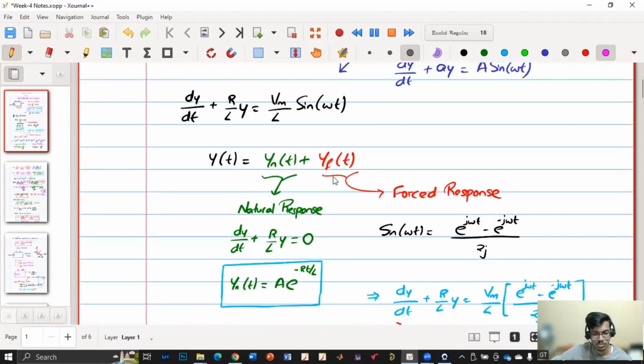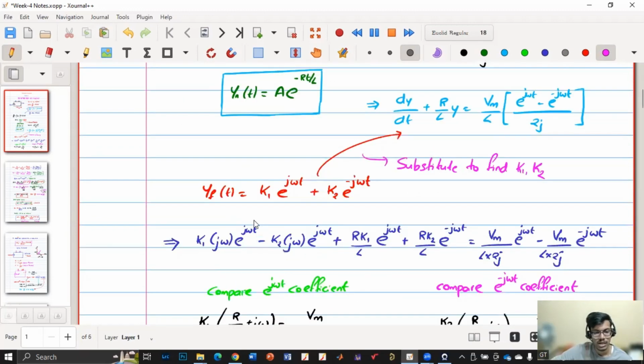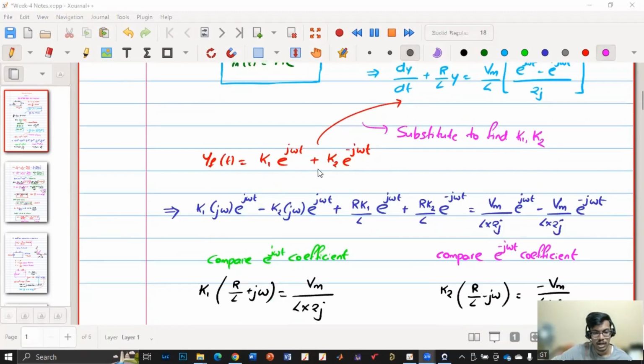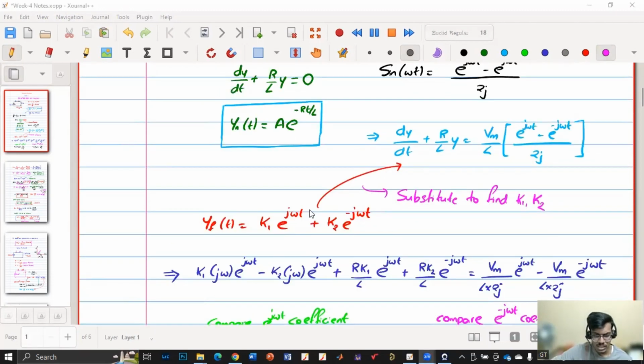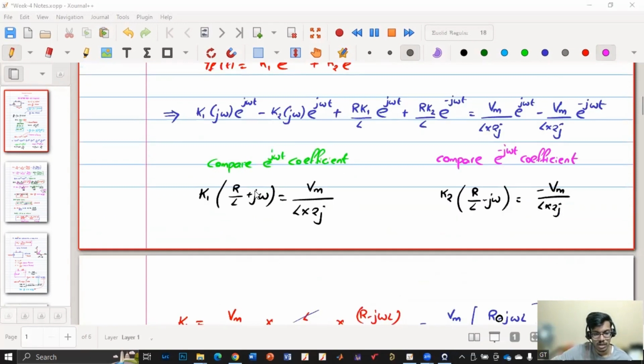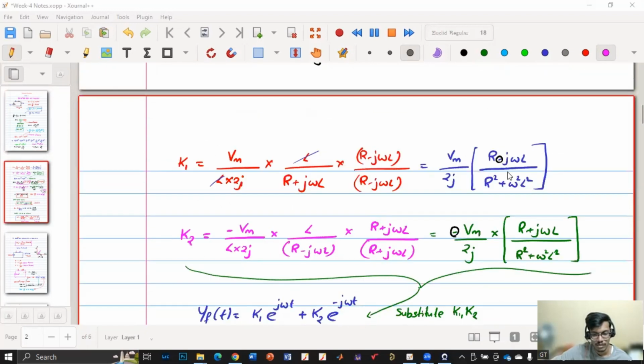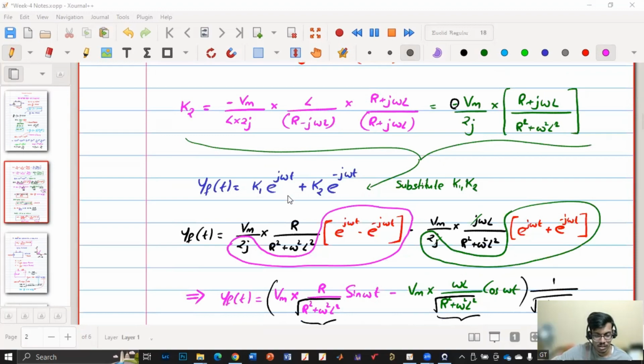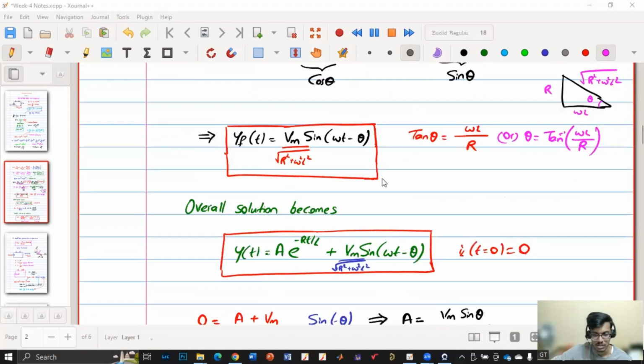We solved for the natural response by keeping the input at 0, which is an exponentially decaying term, followed by the forced response, which we obtained by converting the sine into an exponential term. We considered a generalized solution and back substituted it into the differential equation. Comparing the coefficients of e to the power j omega t and e to the power minus j omega t, we solved for k1 and k2 and substituted them back into the solution.